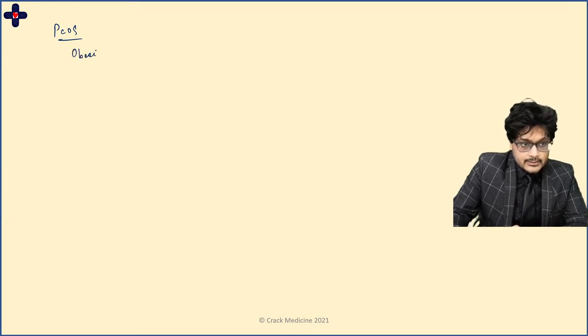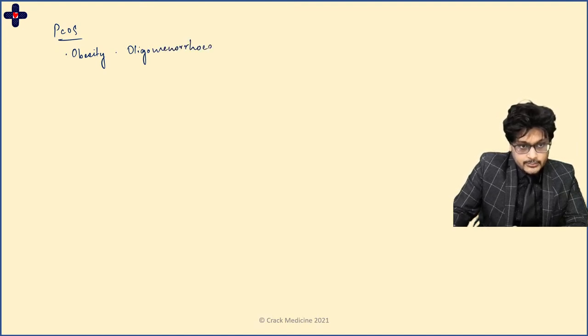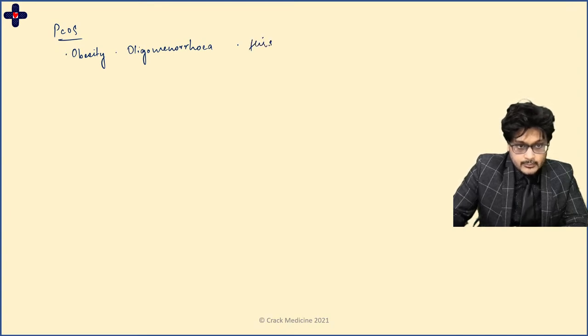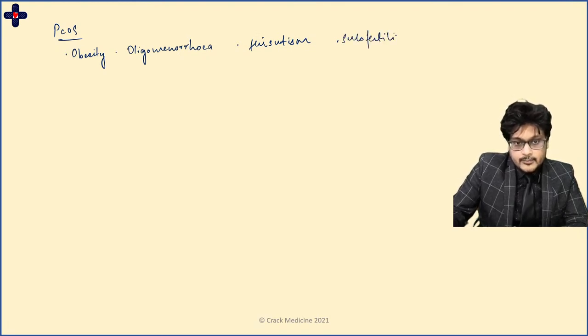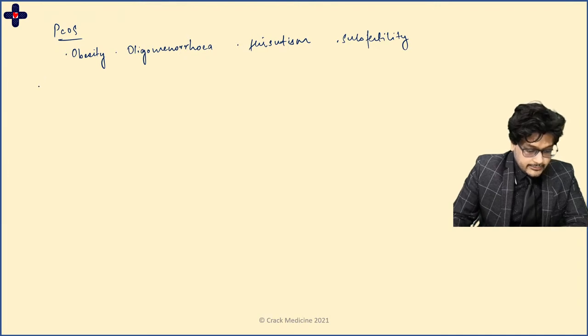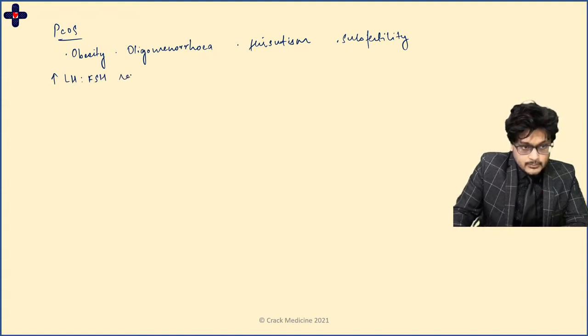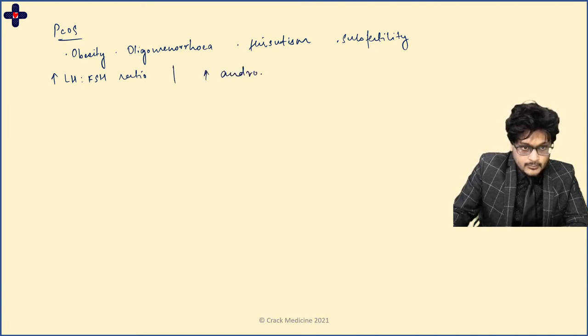So the symptoms will be obesity, first one. Okay, and you will have oligomenorrhea, sometimes amenorrhea also, but usually oligomenorrhea. Then you will have hirsutism, and the patient will have difficulty conceiving, so subfertility. Yes, Dr. Karthik, you're absolutely correct. So that is what I will tell you right now. There's an increase in LH-FSH ratio. There's also an increase in the androgen levels, circulating androgen levels. As you can see, right?